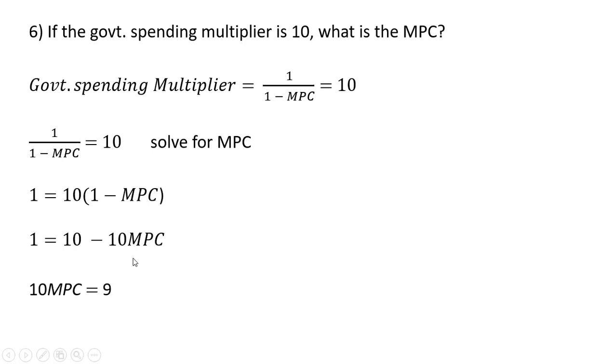Moving some things around, subtracting 1 from 10 gives us 9, and then adding 10 MPC to both sides, we get this result. And finally, dividing through by 10, the marginal propensity to consume is 0.9. So when the MPC is 0.9, the multiplier will be 10.